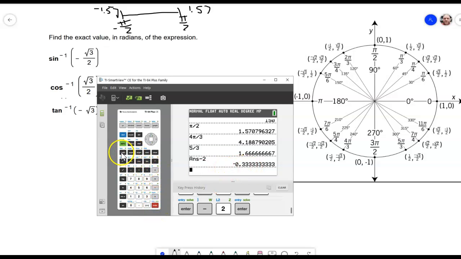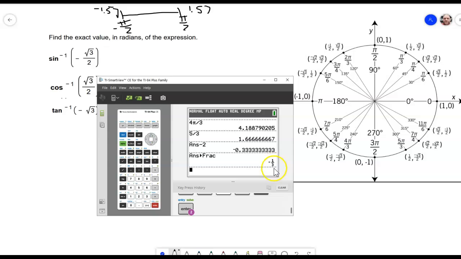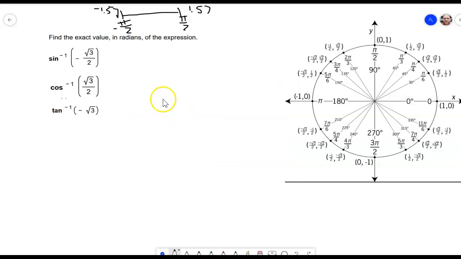I get that, and now I'm going to hit math, fraction, and that's negative 1/3. So I'm going to put the pi back there, so that's negative pi over 3. So negative pi over 3 is coterminal with 5 pi over 3. I basically just subtracted 2 pi from it. So once again, what did I do? I took the 5 over 3 and subtracted 2 from it, and then I just put the pi back there. So that is negative pi over 3. So my answer is going to be negative pi over 3.